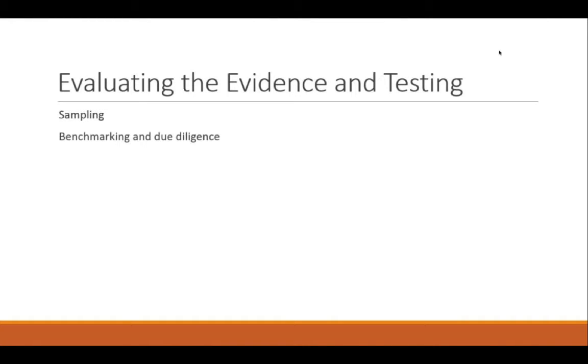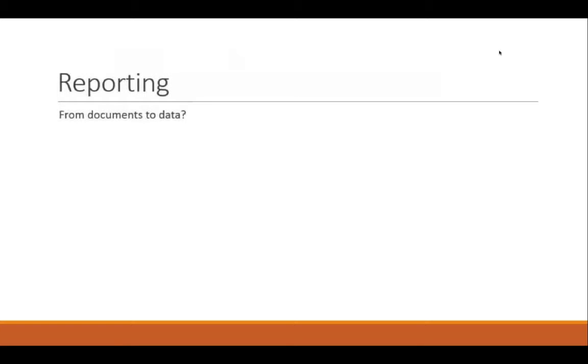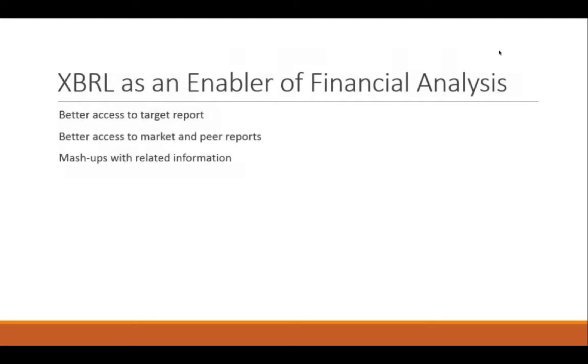Similarly, the evaluation of evidence and testing will be changed as well. The electronic format of information tags can also help us avoid those sampling processes and make it easier for us to do benchmarking and due diligence. So XBRL also enables online reporting, which will increase communication. And finally, reporting changes from document to data.